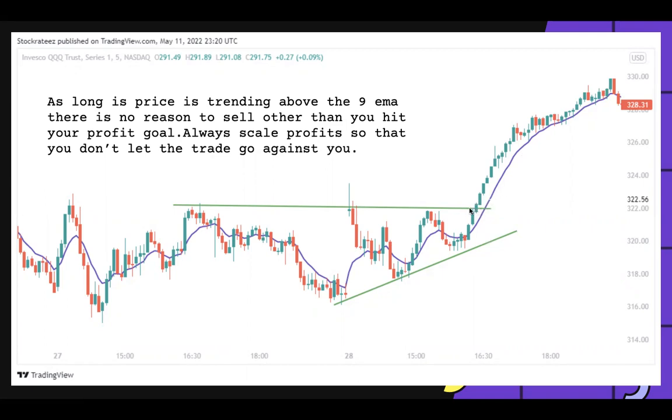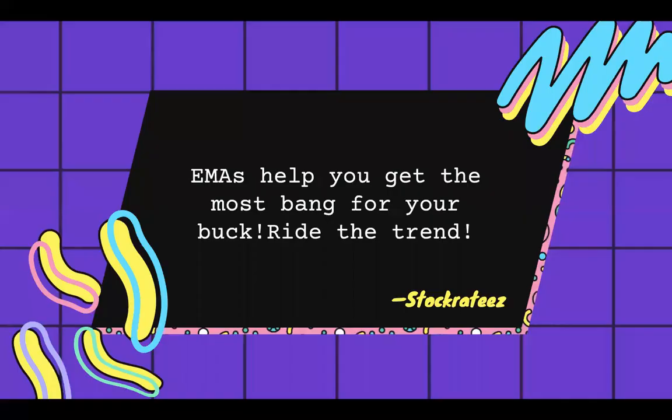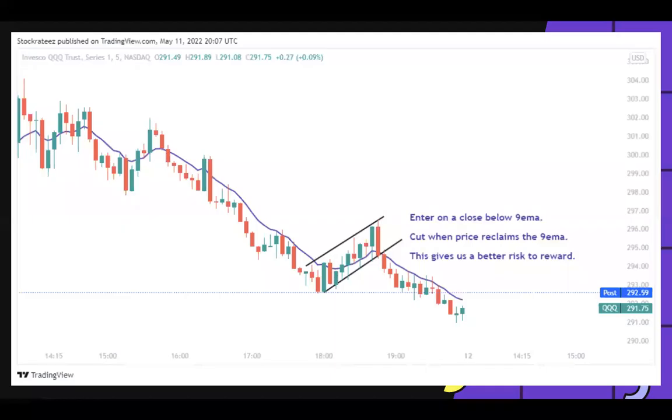So the 9 EMA is a good way to let your winners run. As long as you're above the 9 EMA, you're good to hold. You have no reason to sell other than you hit your target, right? So what they do is they help you get the most bang for your buck and ride the trend.